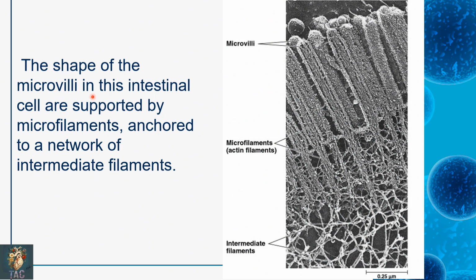The shape of the microvilli in the intestinal cells is supported by microfilaments anchored to a network of intermediate filaments. Here you can also see these are intermediate filaments. Here the terminal web is present, and here the actin filaments form the core of the microvilli. So these microfilaments are attached to, and anchored to, the intermediate filaments.